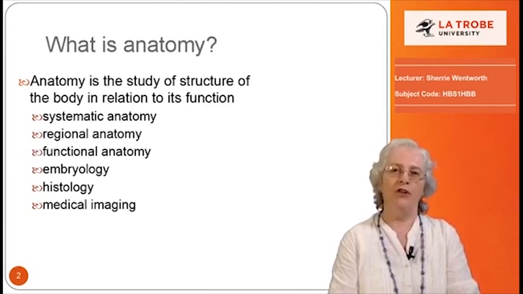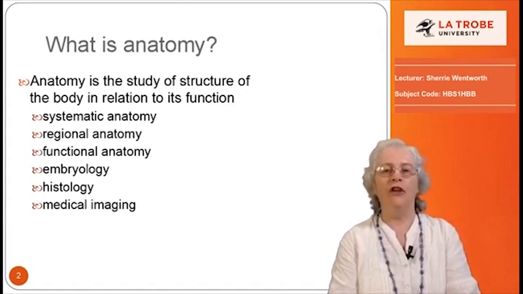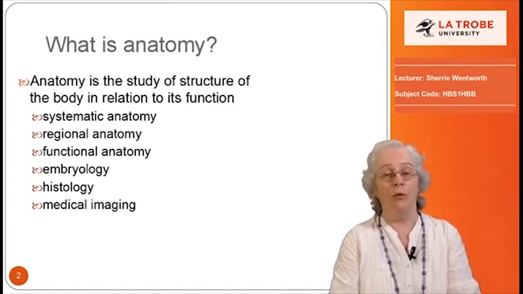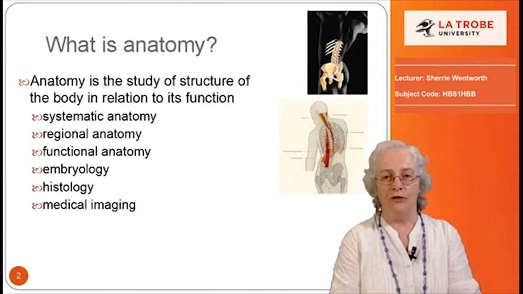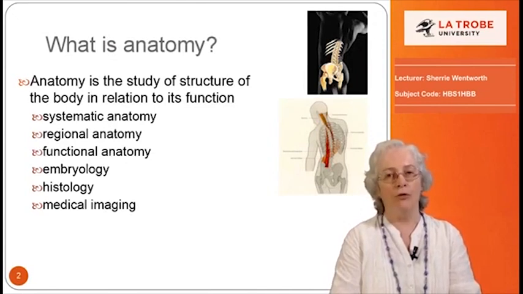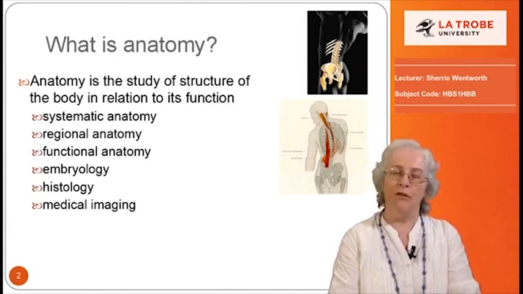There are a number of ways of looking at anatomy. Your textbook, Marieb and Hoehn, looks at systematic anatomy, which is what we'll do for the first 8 weeks of semester. We'll be looking at the skeletal system and the muscular system. The first 4 weeks we'll look at the musculoskeletal system and how that functions. The next 4 weeks we'll look at the nervous system.